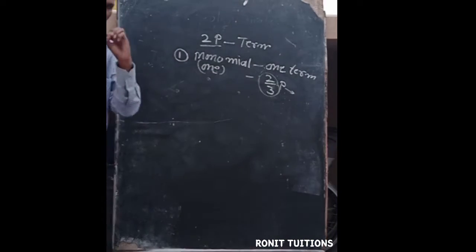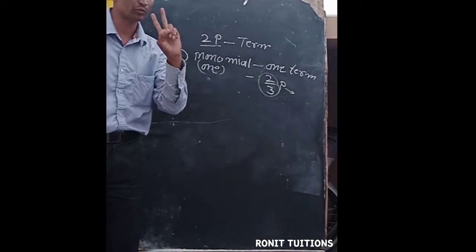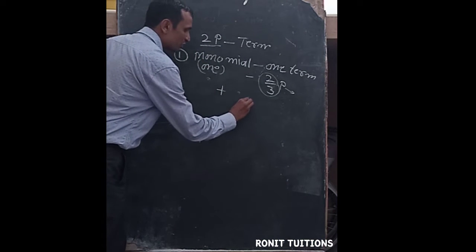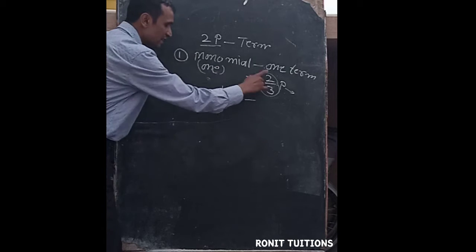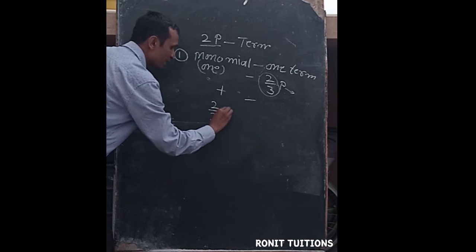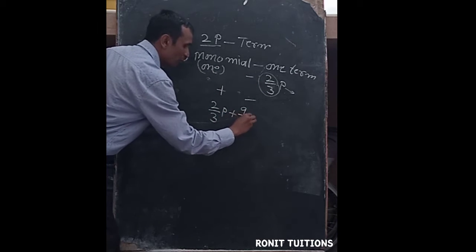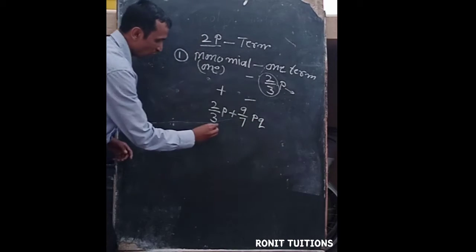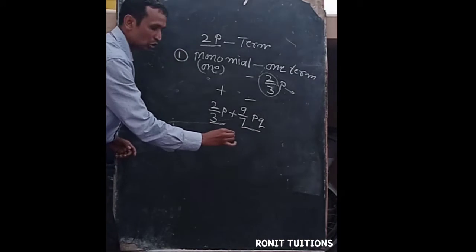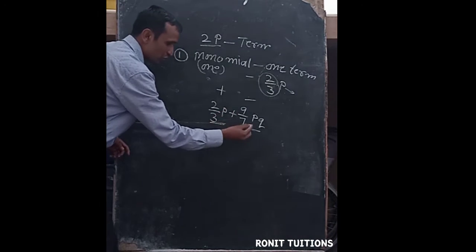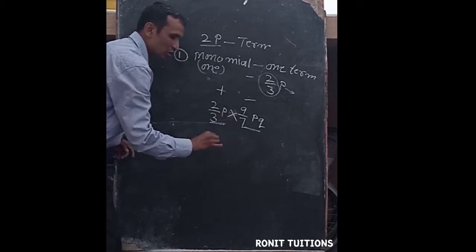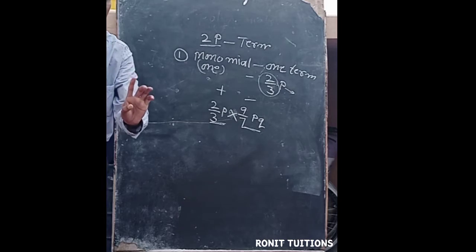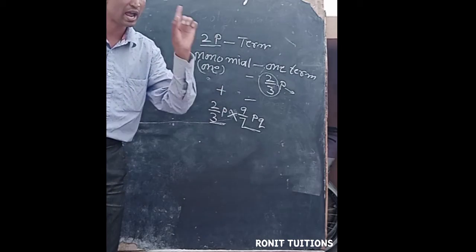To find the terms, we see only two signs: one the plus sign, another the minus sign. Suppose I write 2 by 3 p plus 9 by 7 p, or other pq. So this is the binomial. Two terms are there. If I write a into b, this is also a monomial.